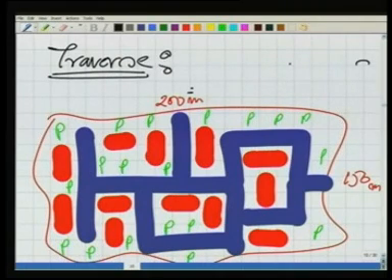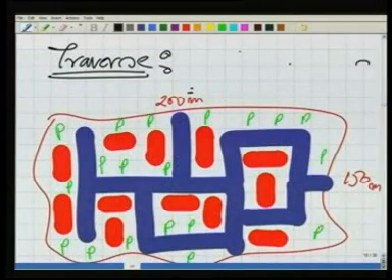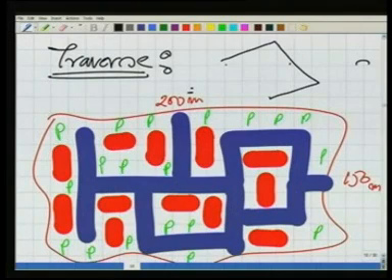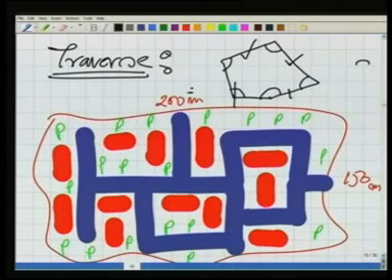Now what is traverse? I will generate a traverse here. In a traverse, we do measure lengths and angles. For example, here, if I know all the internal angles and also all the lengths, all these are observed in the field. This kind of figure is called a traverse.